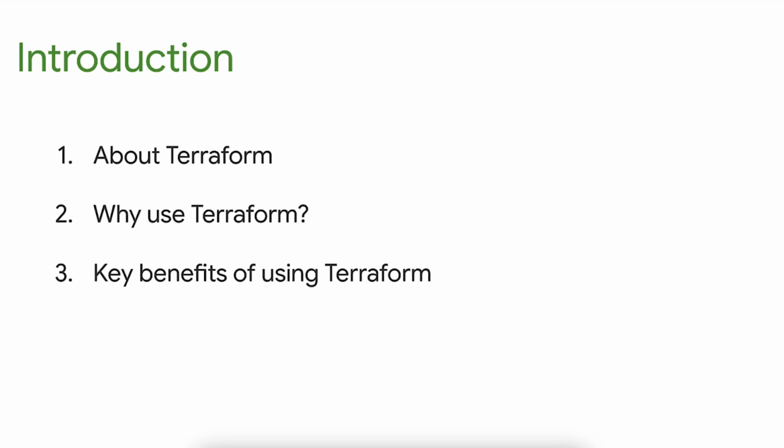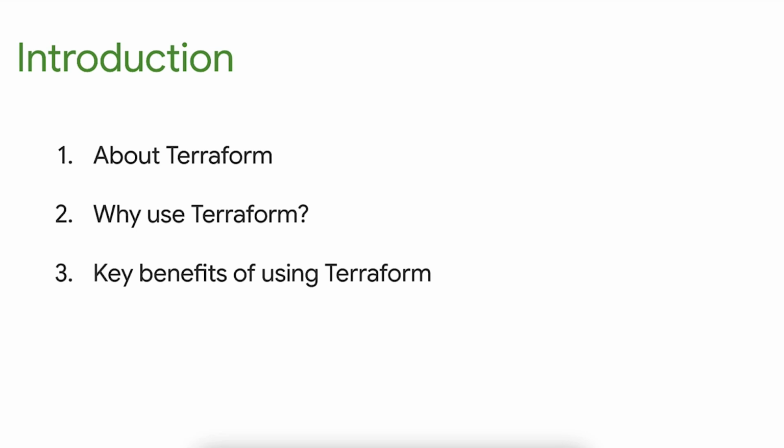Execution plans. Before applying changes, Terraform generates an execution plan that outlines what actions will be taken. This allows users to review changes before they are implemented, minimizing the risks. State management. Terraform maintains a state file that tracks the current status of managed resources. This helps in ensuring that the actual infra matches the defined configuration.